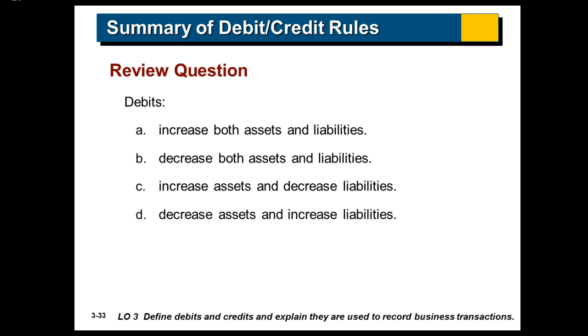But the normal balance for a liability is a credit balance. So a credit will increase a liability and a debit will decrease a liability. So the correct answer here would be C. The debits are going to increase your assets and they'll decrease your liabilities.